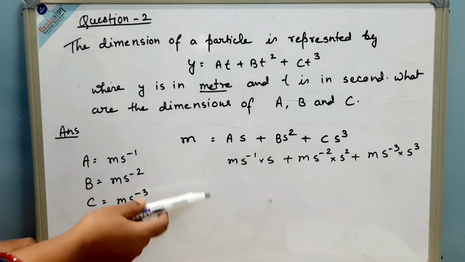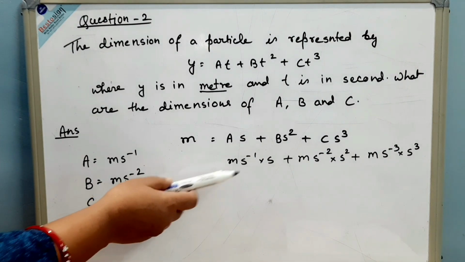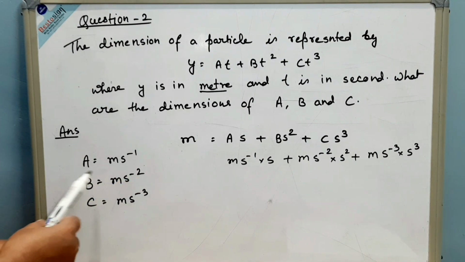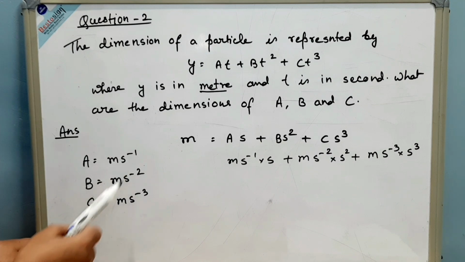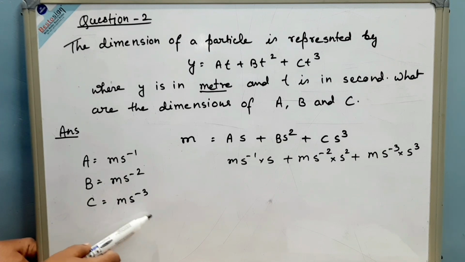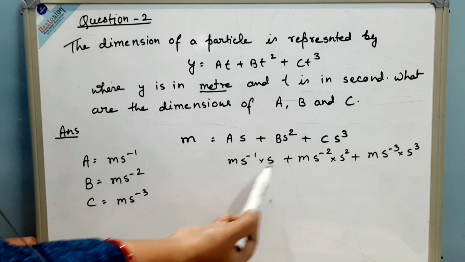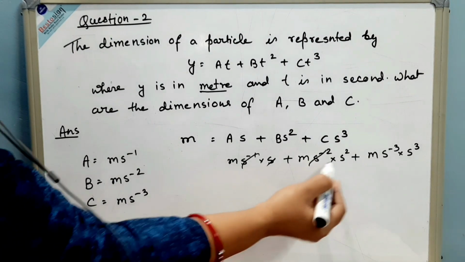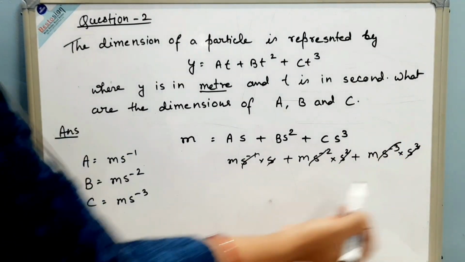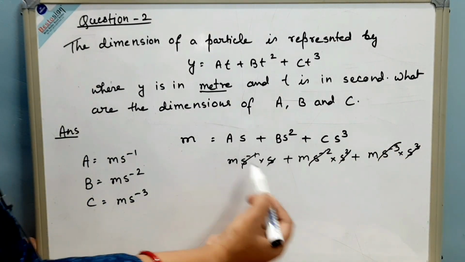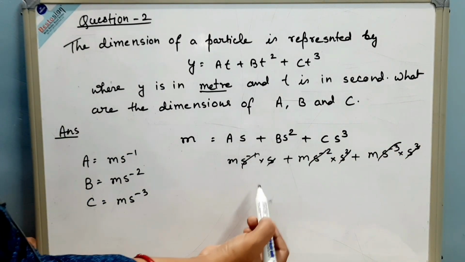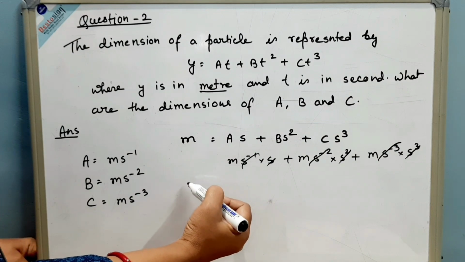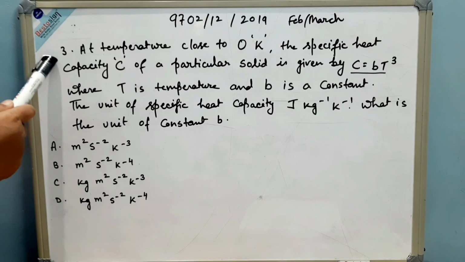To check whether our answer is correct or not, we can follow this method. The constants A, B and C have units meter per second, meter per second square and meter per second cube. When we put these values in the equation, we can see that these are getting cancelled. So the overall unit of the right hand side will also be meter, whereas the left hand side was meter before. This is our third question.